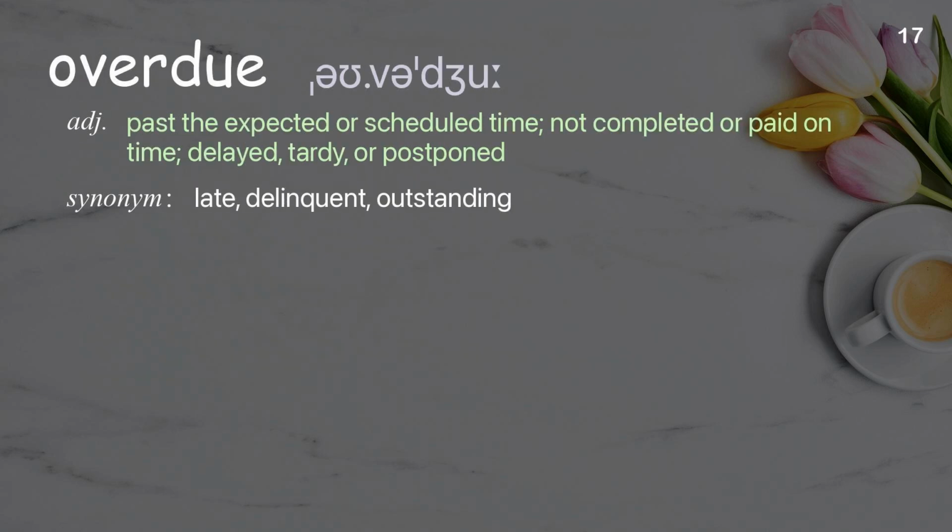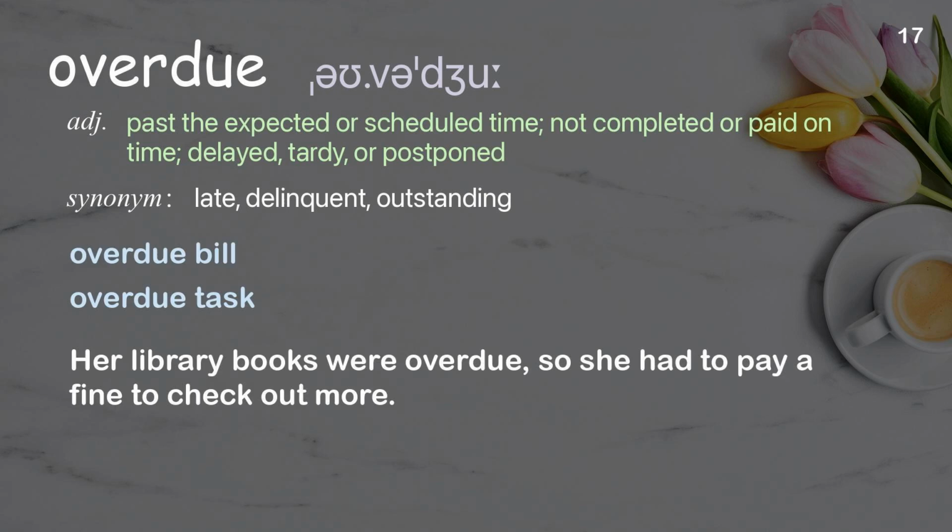Overdue. Past the expected or scheduled time, not completed or paid on time, delayed, tardy, or postponed. Examples: Overdue bill. Overdue task. Her library books were overdue, so she had to pay a fine to check out more.